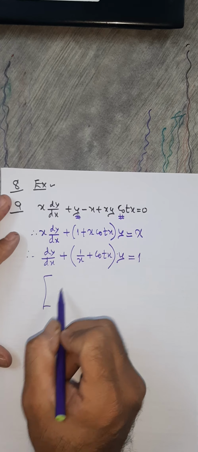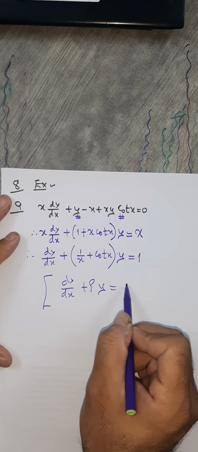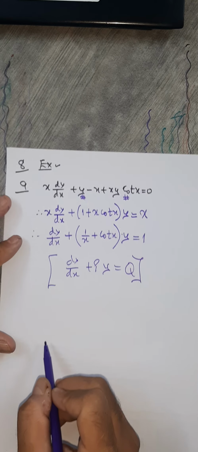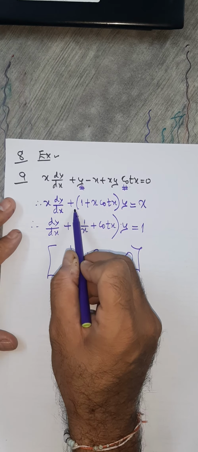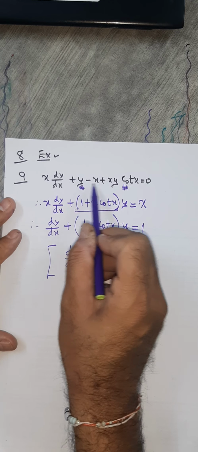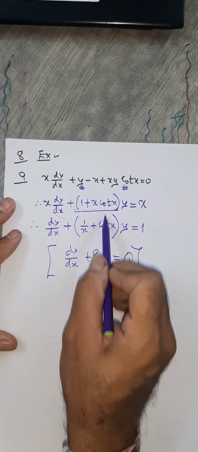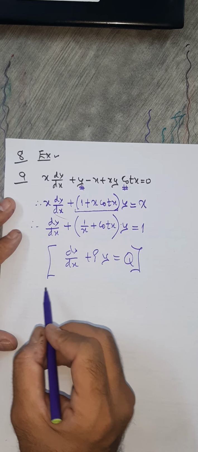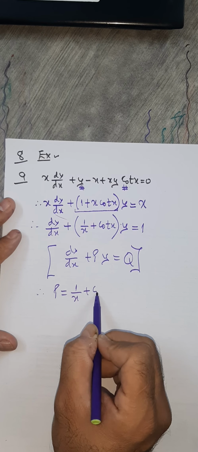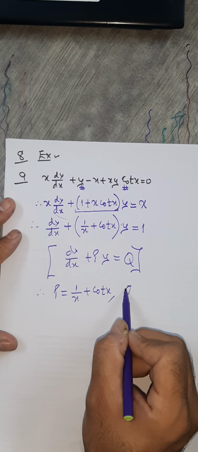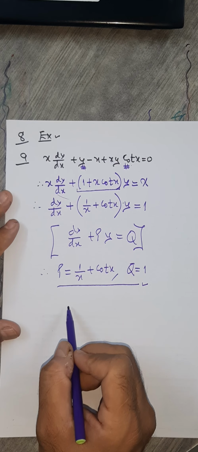Now it is in which form? dy by dx plus p into y equals to q form, remember. Okay, what I did, just taking y common. So you have this 1 from here and x cot x from here, dividing by x. So here 1 by x plus cot x, and this is just 1. What is p here? 1 upon x plus cot x. What's q here? 1, remember. So now do it. You can do it, I'm sure.